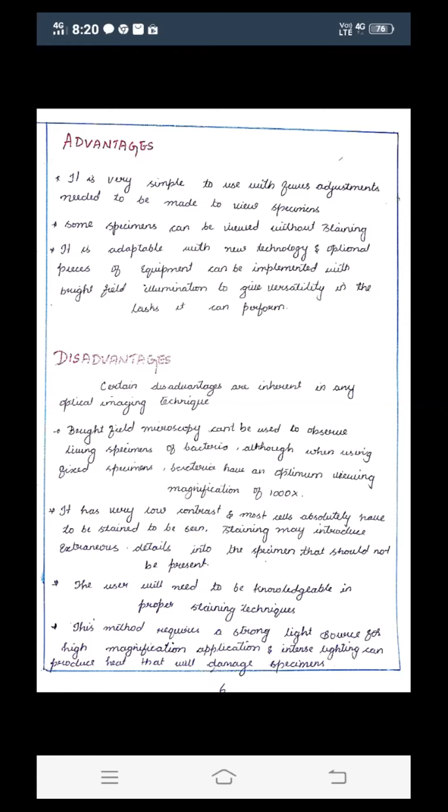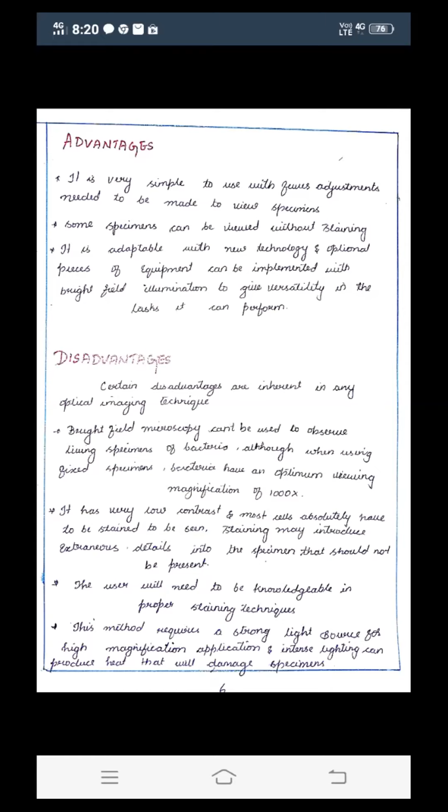it's very low, and most of the cells are hard to see. The staining may introduce artifacts, details in the specimen that should not be present. The user will need knowledge of proper staining techniques. We should also know how to do the staining techniques properly. We should also have that knowledge.